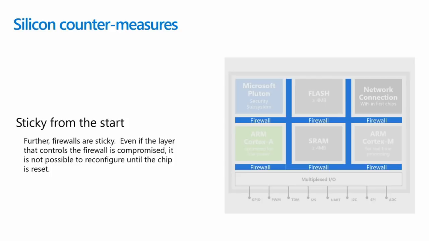Now, one of the interesting properties here is that we talk about a lot of these silicon defenses as sticky. And what does that mean? It means once you program this mapping, it cannot be reset until the entire chip goes through its reset process. So even if the code that programs the firewall is exploited or has a privilege escalation, an attacker cannot reset the firewall and reprogram it for access to resources it didn't originally have. You can think of it as a write once setting.